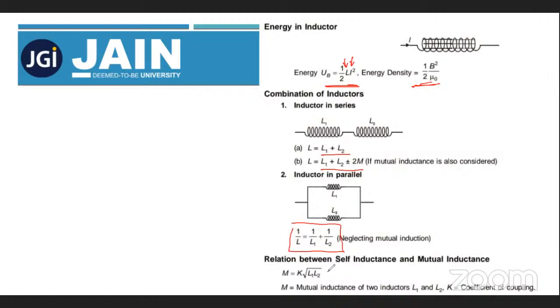If I have to find the relation between self-induction and mutual induction, we write M is equal to K root over L1 L2, where L1 and L2 are the coefficients of self-induction and M is mutual induction. Okay.